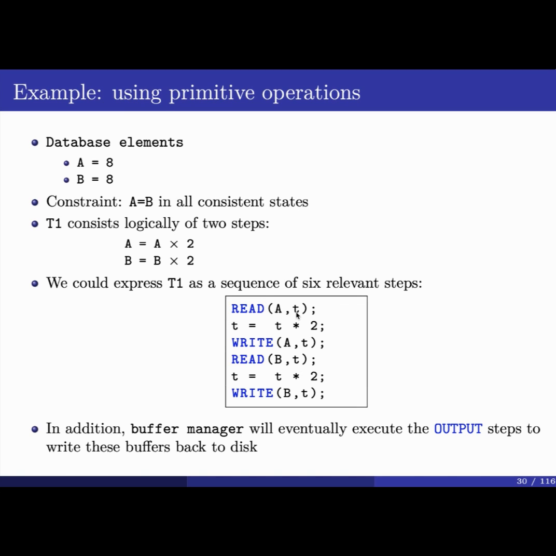You read the data from the database element and store the information in the local variable T. Then locally you can operate over this, multiply, modify, whatever. After that, I need to update the value of A. Then read the value of B, multiply by 2, then update the value of B. And you can reverse the order, it's fine. You can start by reading B and then A. So when you execute this, we start with A equal to B, and we end up with A equal to B, okay?